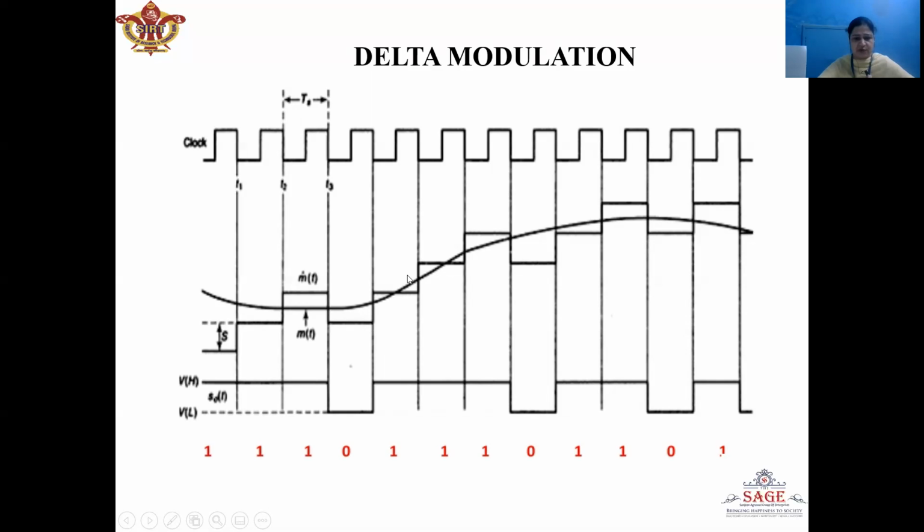Now here we can see the delta modulated output: whenever b(kTs) has value plus delta, 1 is transmitted, whereas when b(kTs) has value minus delta, 0 is transmitted. So corresponding to the value of b(kTs), we have delta modulated output, which is either 1 or 0. So only a single bit is transmitted as delta modulated output.